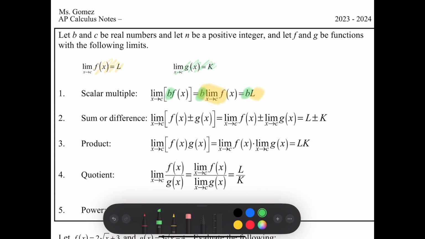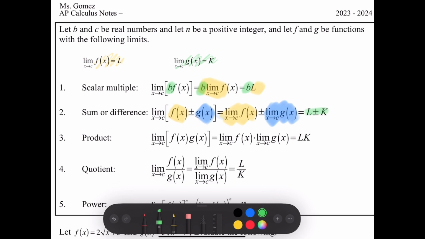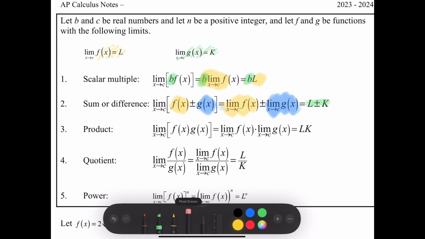Sum or difference. This is telling me that if I am taking the limit of f of x plus g of x, I can separate these two limits separately. So I can first take the limit of f of x and then add it to the limit of g of x. And then simply, of course, add their limits at the very end. Product, very similar. If I'm taking the limit of f of x times g of x, I can choose to instead take out the limit of f of x and then multiply it times the limit of g of x and simply multiply their limits at the very end.